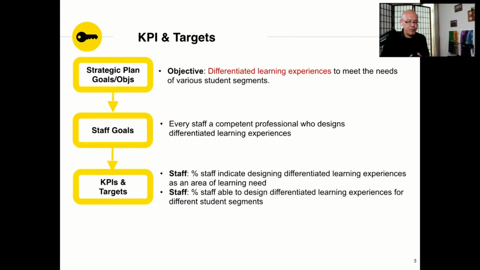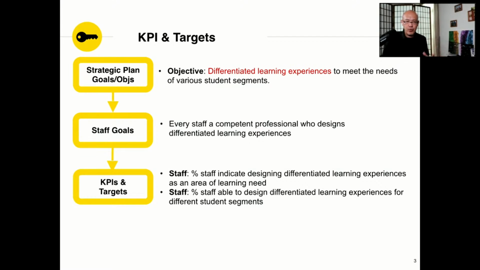Once again, like I say, this is not in its entirety. They, of course, have other indicators, but this is just some of the ones that I would like to show you. So they're looking at staff, right? Percentage of staff indicating that designing differentiated learning experiences is an area of learning need, right? And they are also looking at the percentage of staff able to design differentiated learning experiences for different student segments. So here, as you can see, the emphasis is more on the staff, not so much on the system itself. So there you have it.